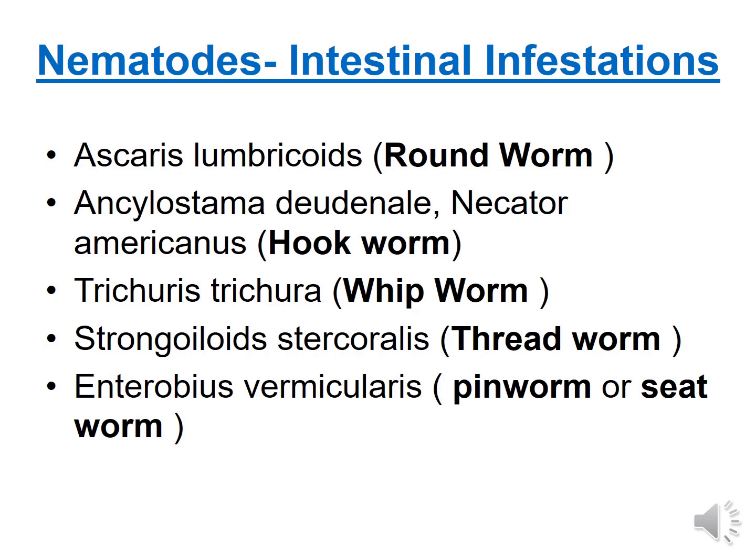Intestinal infestations by nematodes can be by Ascaris lumbricoides, also known as roundworm, hookworm, that is Ancylostoma duodenale and Necator americanus, Trichuris trichiura, also known as whipworm, Strongyloides stercoralis, threadworm, and Enterobius vermicularis, which is pinworm or seatworm, as it infects the perianal area.